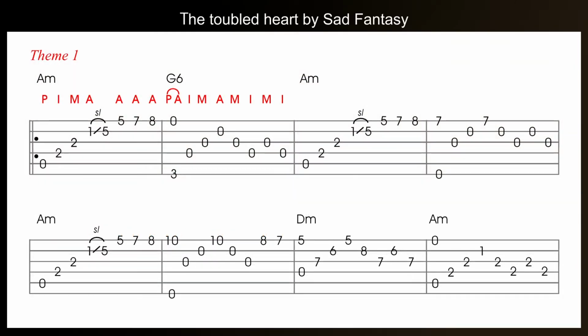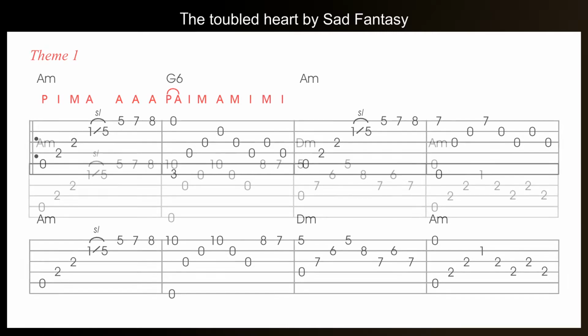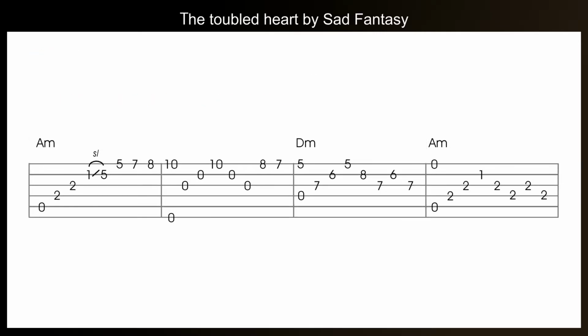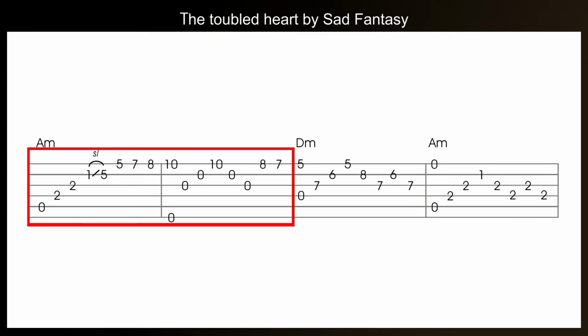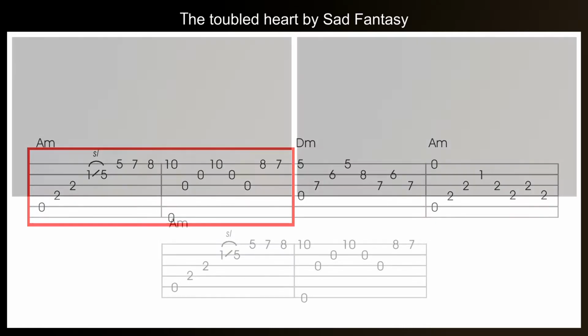Right, let's move on to the second line. You'll notice straight away you already know the first bar. However, the next two bars we need to look at, especially bar 3, where we introduce a new variation of the D minor chord. But before we do that, let's have a look at the first two bars. Here they are played at 120 beats per minute.